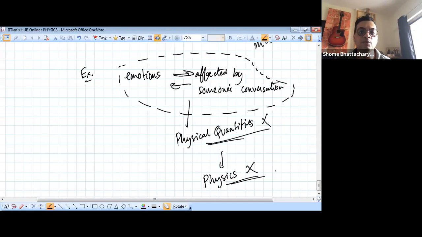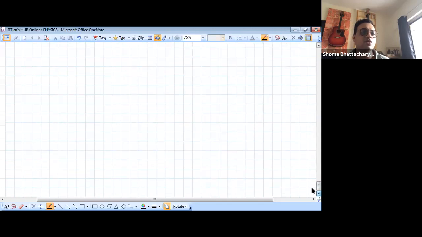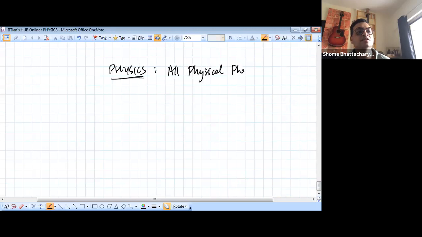The working of your mobile phone, the working of video encoding, the working of our communication which is happening through Zoom, all this is in the domain of physics, because they are ultimately physical phenomena which are interacting with each other and affecting each other, and that is how the system is progressing. Okay. So as you can understand, physics covers a lot of ground. Physics covers all physical phenomena. And there's a huge spectrum.